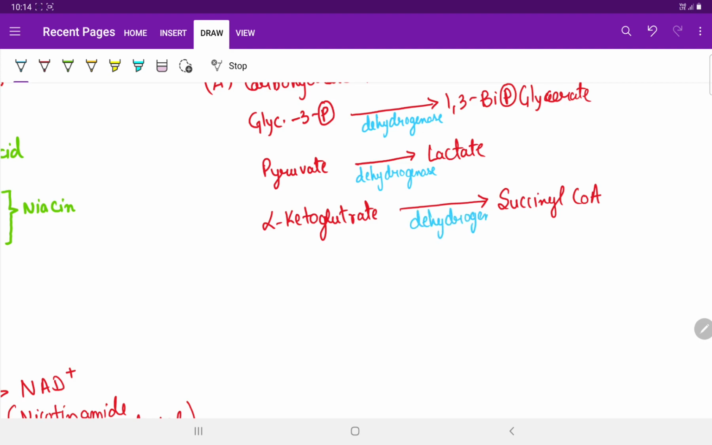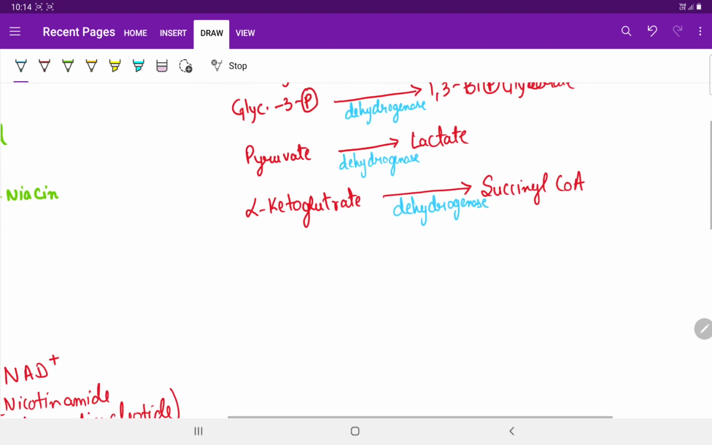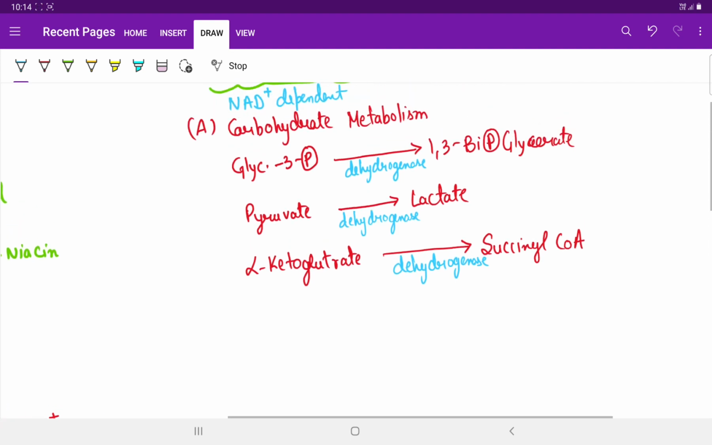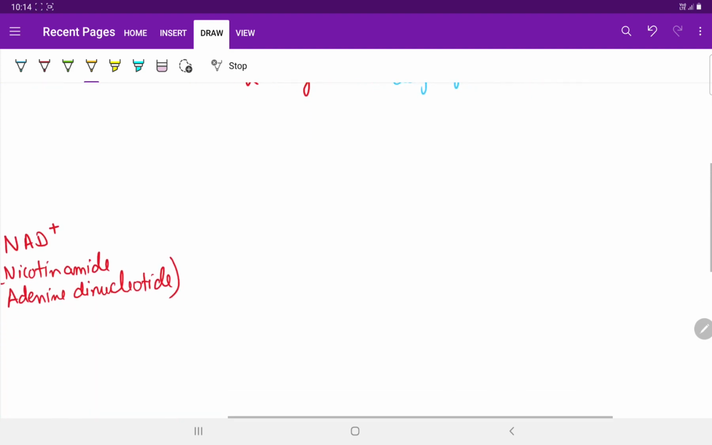So students, I shall be giving you the links of the TCA and glycolysis and other reactions involved in the description of this video. You can check it through there, that how the reaction proceeds and what are the changes in the structure of the biomolecules. So these were the major reactions that are NAD dependent in the carbohydrate metabolism. Now we shall be starting with the lipid metabolism.